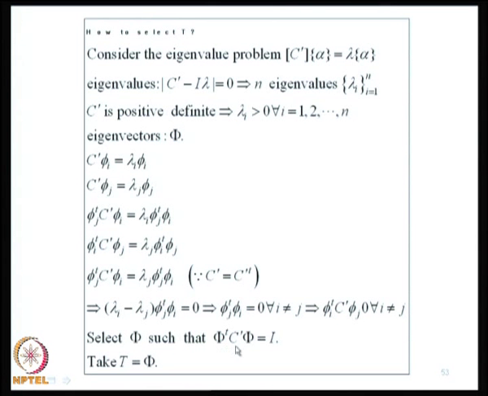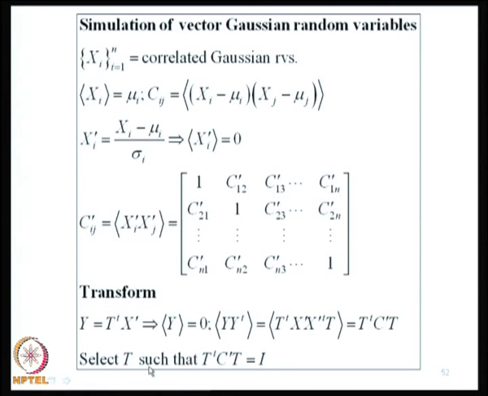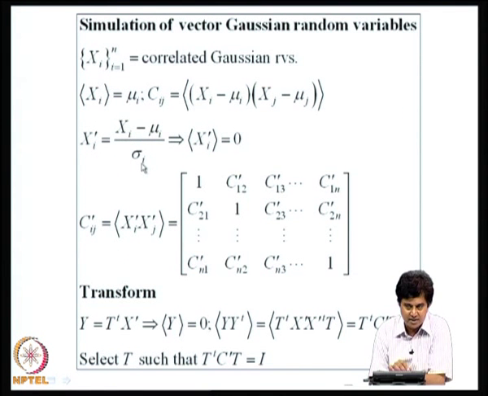So, phi transpose C prime phi is the identity matrix. That would mean you can take T to be phi. Once I do that, I am able to transform the given random variable. So, there are two steps in the transformation. The first one is simple: I remove the mean and divide by the standard deviation. So, xi prime has 0 mean and unit standard deviation, and it becomes non-dimensional. This is good for us, and then I diagonalize the correlation coefficient matrix or the covariance matrix.